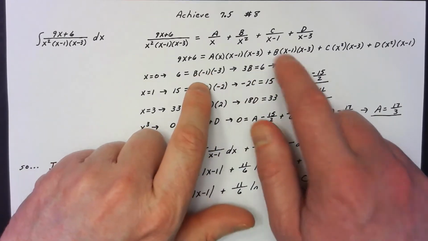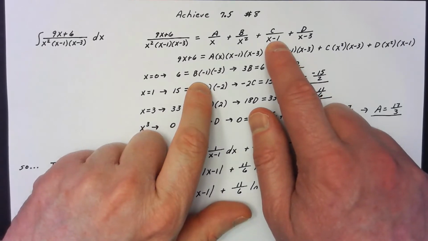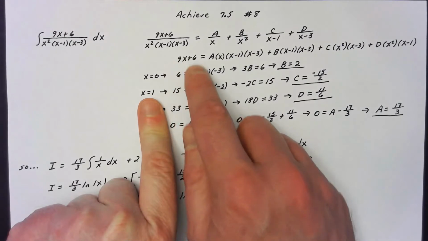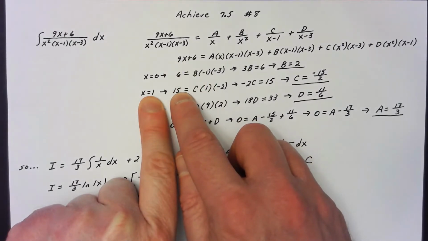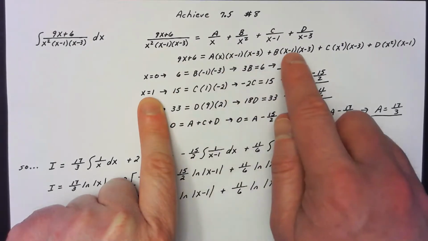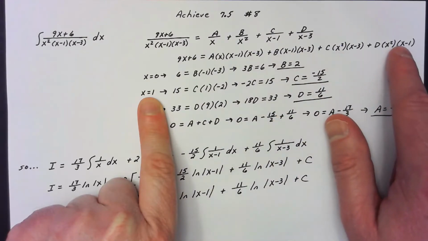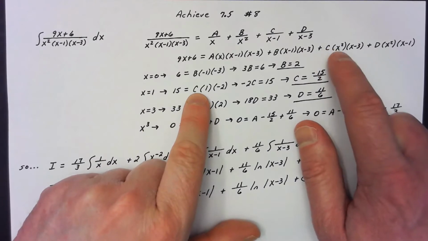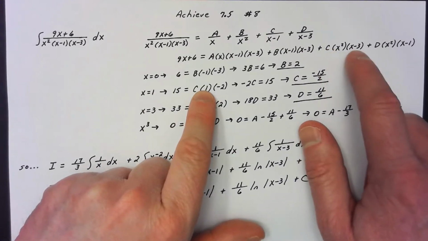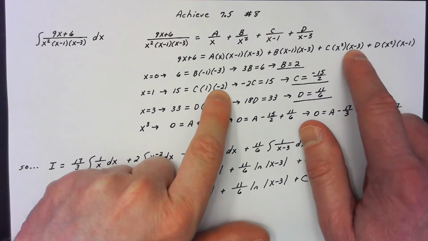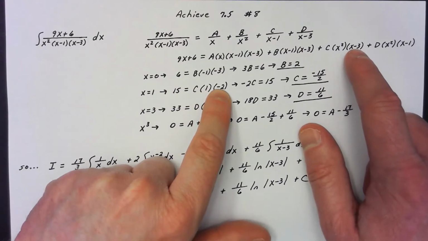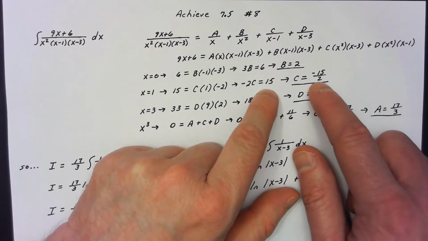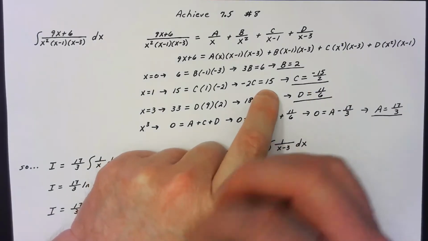Now, in order to solve for C, you should allow x to equal 1. When I do that on the left-hand side, 9 times 1 plus 6 is where my 15 came from. On the right, once again, anything that has a factor of x minus 1 becomes 0. The only term not becoming 0 is the C. You'd have C times 1 squared, which is 1, times 1 minus 3, the negative 2. Then you can say, okay, that's going to give me negative 2C is equal to 15. Therefore, I can see that the answer for this is negative 15 over 2.